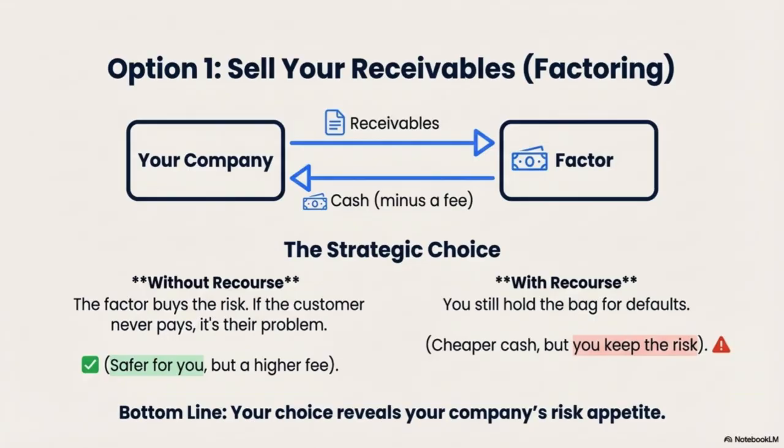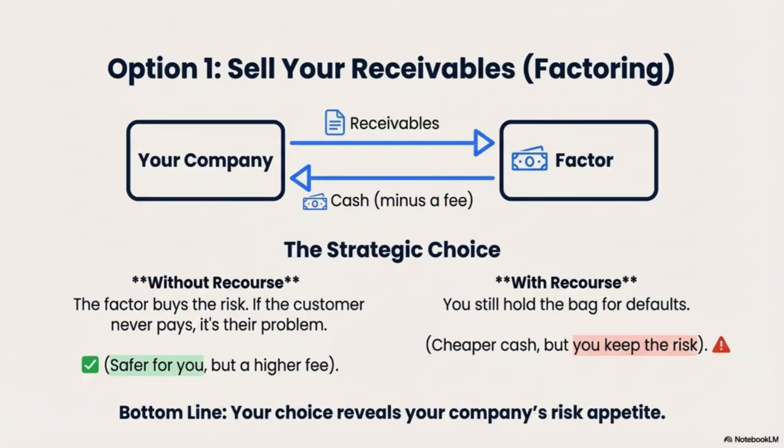And the other option is selling with recourse. And in that case, the selling company still holds the bag for any defaults. If the customer doesn't pay, the factor can demand their money back from you. So the fee is lower, you get cheaper cash, but you haven't actually gotten rid of the underlying risk.